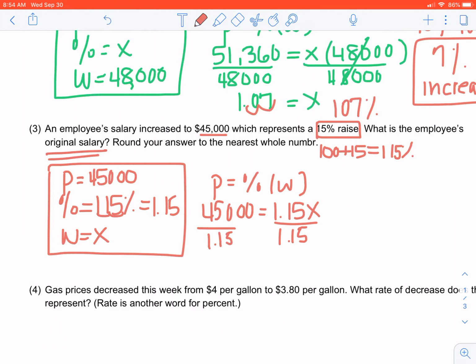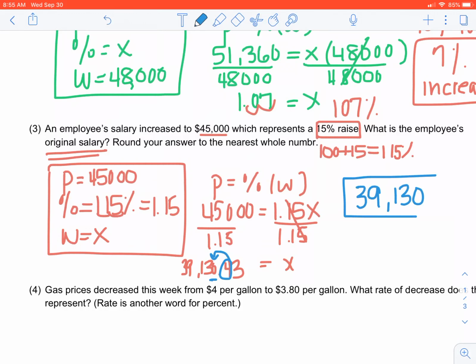I'm going to take my calculator. I'm going to do 45,000 divided by 1.15. And I do get a pretty long answer here. 39,130.43. I'm going to stop there. This is asking us to round to the nearest whole number, which would be that 0. So I'm going to look at the 4. 5 or above, give it a shove. 4 below, let it go. So we're going to let that go. So we have $39,130 as our original salary. Now that makes sense because that's lower than what she's making now, and since it was an increase, that would make sense.